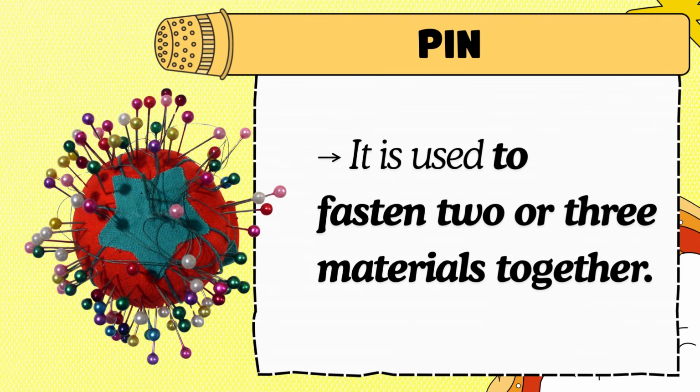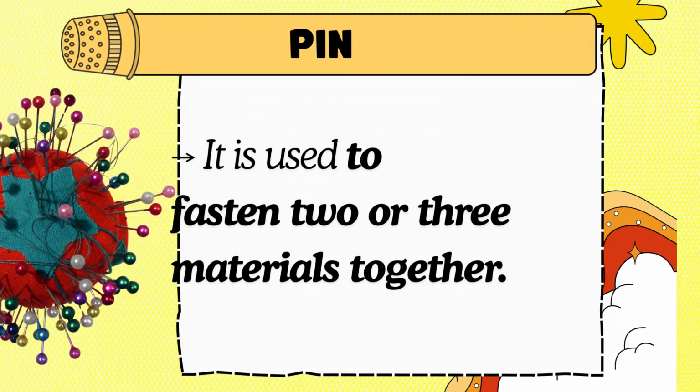18. Pin. It is used to fasten 2 or 3 materials together. This small metal tool helps hold fabric pieces in place before sewing. It keeps the materials from moving so your stitches stay straight and neat. Pins make it easier to align fabric correctly and prevent mistakes while working.